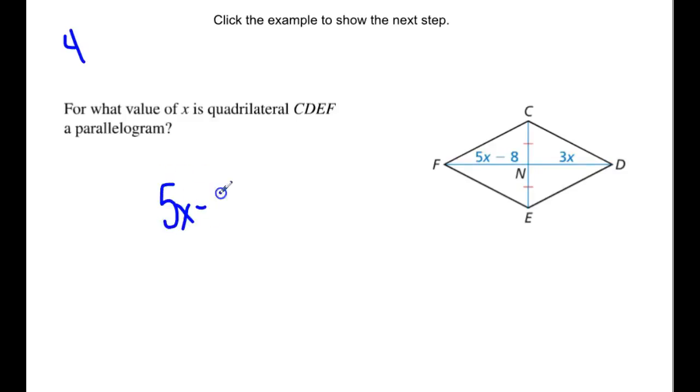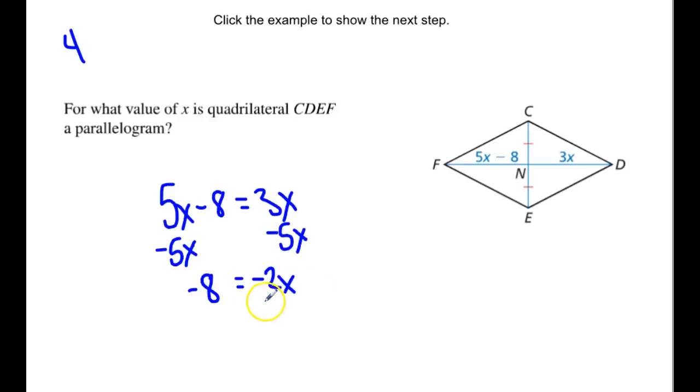So 5x minus 8 equals 3x. I want to get all of my x's to one side. It doesn't matter which one. So I have negative 8 equals negative 2x. Then to get x by itself, I divide by negative 2, divide by negative 2. So I have x equals 4, because a negative divided by a negative is a positive. So if x is 4, then these two lengths are congruent, which means this entire shape is a parallelogram.